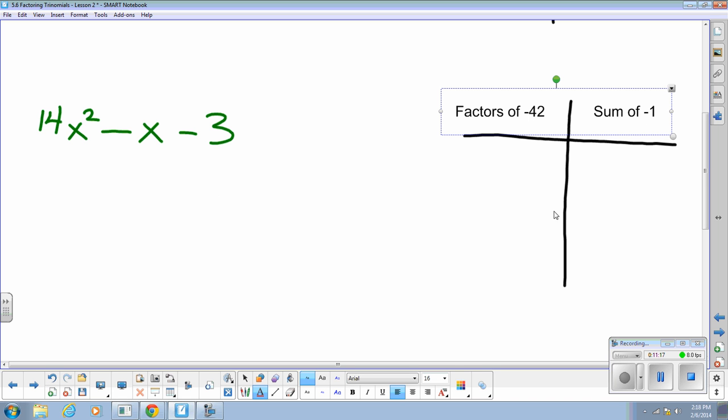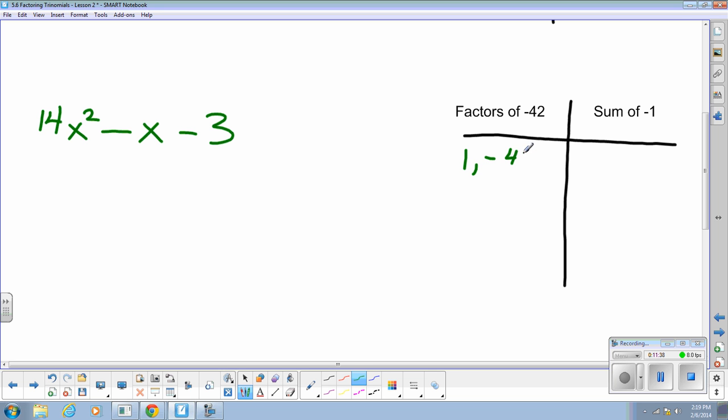All right, looking at 42. Now, for demonstration reasons, I know some of you have already got it in your head that you know what those two factors are. Let me just go through an example. So if I have it this way, factors of negative 42, okay? If I'm not sure what they are, then I'm going to just start with 1 and negative 42. The sum of that is negative 41.